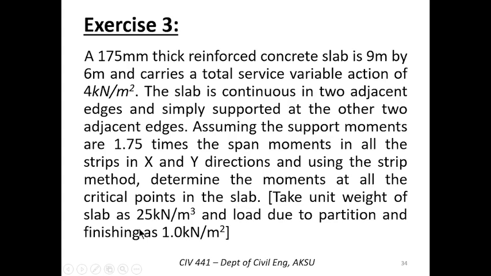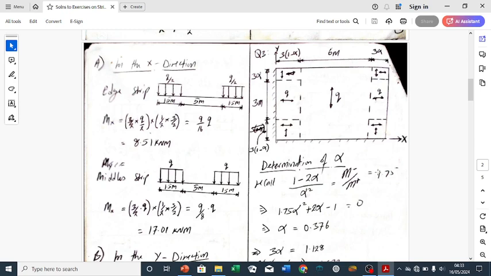Take unit weight of concrete, unit weight of slab as 25 kilonewton per meter cube. I think this should be unit weight of concrete. Take load due to partition and finishing as 1.0 kilonewton per meter square. So we are going to solve this exercise 3 as we continue. So this is the solution to our exercise 3.